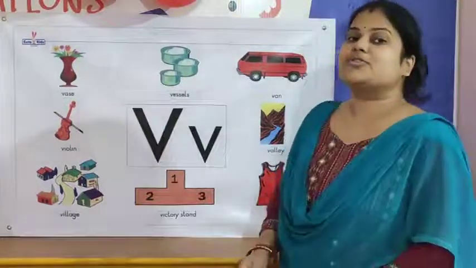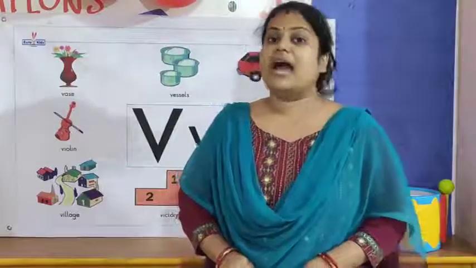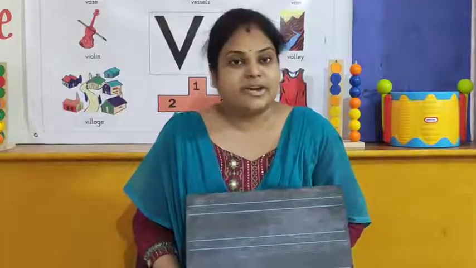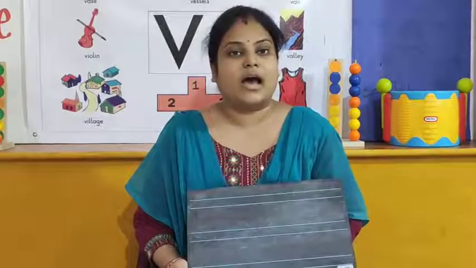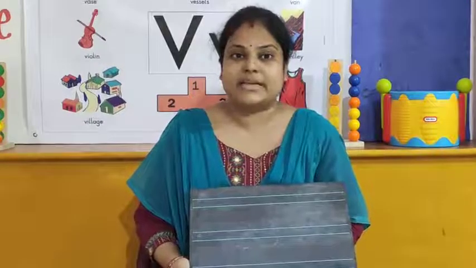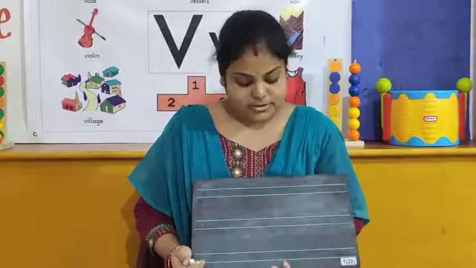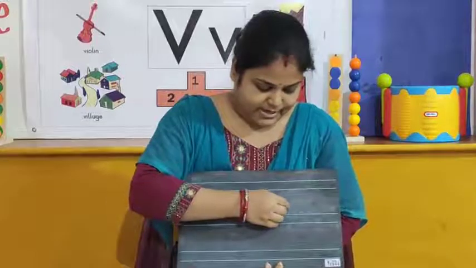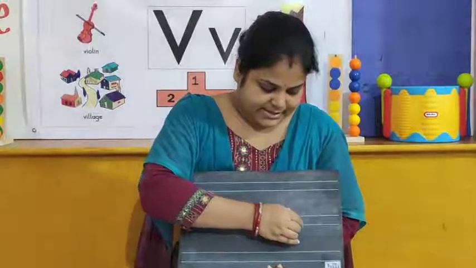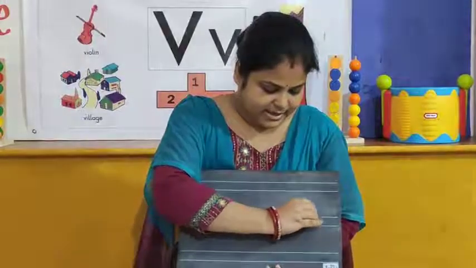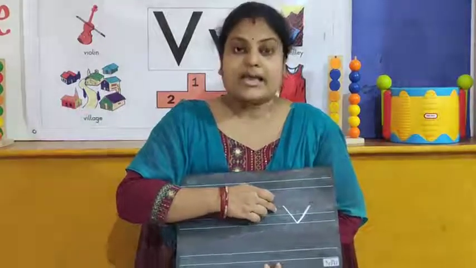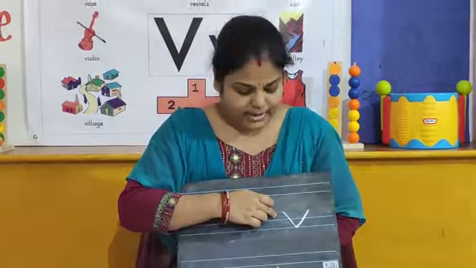Okay children, so now we will learn how to write V. Today we will learn how to write capital letter V. So let's look. We will make a slanting line, then again a slanting line. It will give us capital letter V.